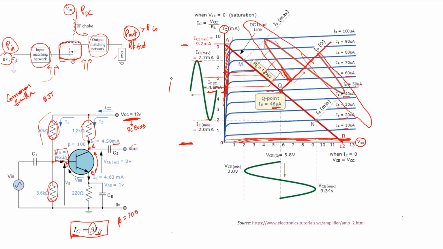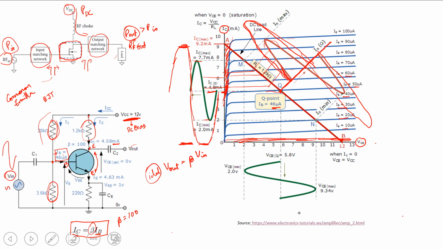The output collector current, for such a wide swing of base current, is going to get saturated and clipped off rather than maintaining a pure sinusoid. And similarly, at the lower swing, it's going to get clipped off when the transistor goes into cutoff. So the output voltage is no more beta times Vin. This is only in the ideal case, for very low values of the input voltage swing. If the amplitude of the input voltage swing is too high, then the transistor will either go into saturation or cutoff, and no more a linear relationship exists.